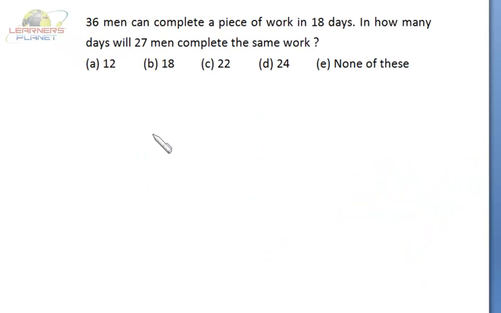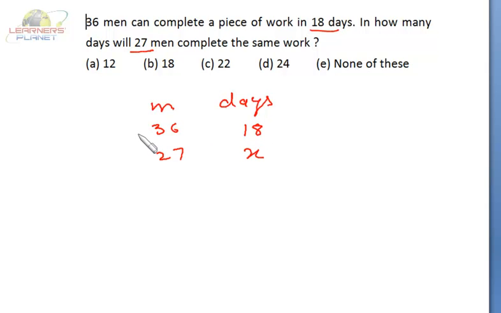Now let's see this question. 36 men can complete a piece of work in 18 days. In how many days will 27 men complete the same work? Here men and days. Now 36 men can complete the work in 18 days. That means 27 workers can complete the same work in x days. Now friends, what is the relationship between men and days? If more men are there, definitely less number of days will be required. So men and days are in inverse variation. Okay. If more men are there, less days will be required.